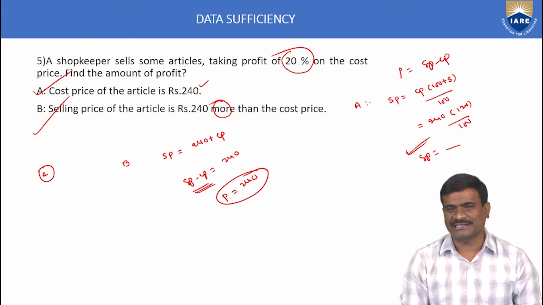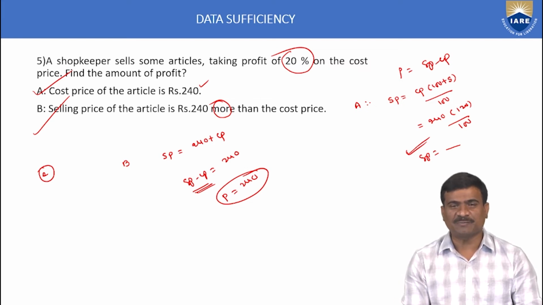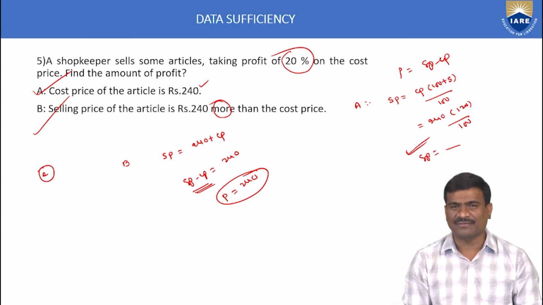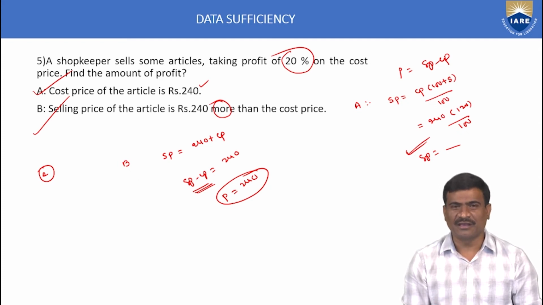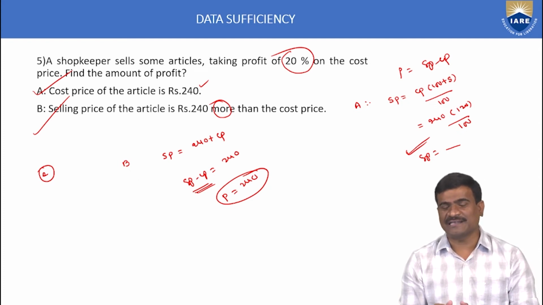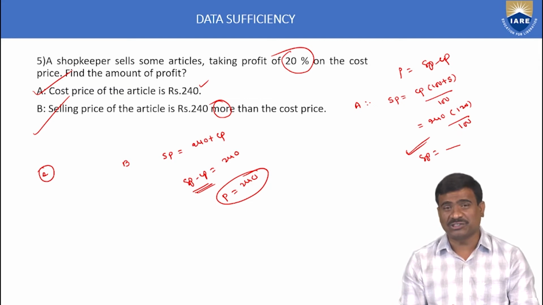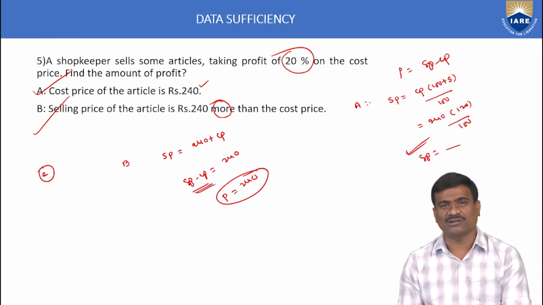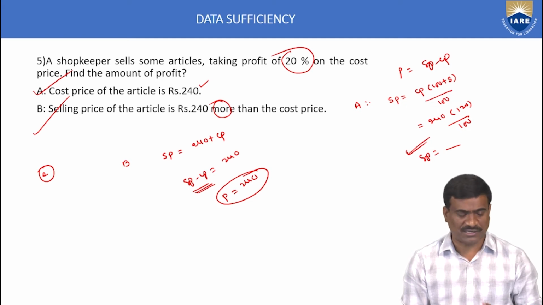Relation is the only important thing: cost price and selling price when profit is given, and when loss is given. When profit is given, selling price is equal to cost price into (100 plus G) by 100. When loss is given, selling price is equal to cost price into (100 minus L) by 100, where G is profit percentage and L is loss percentage. Then for the fifth example, A alone is correct, B alone is correct, so option E only is correct.